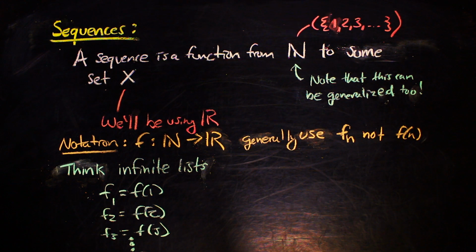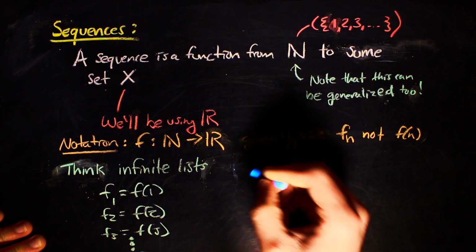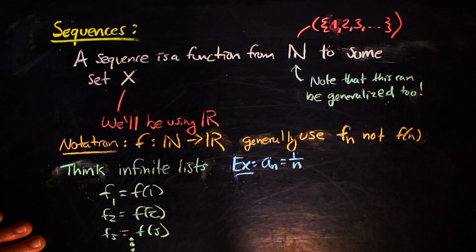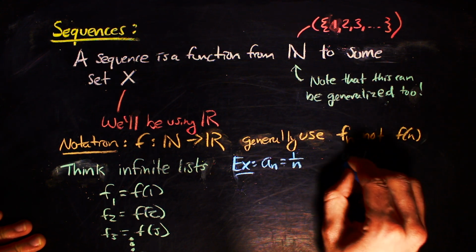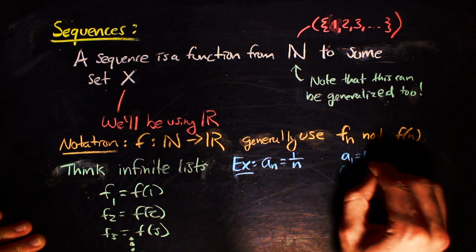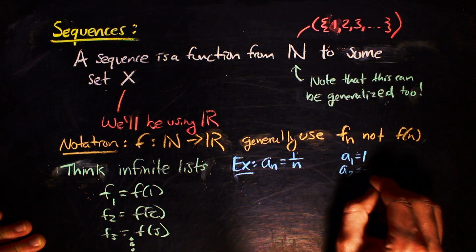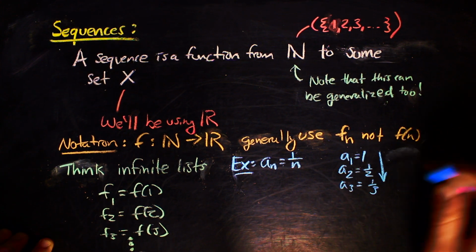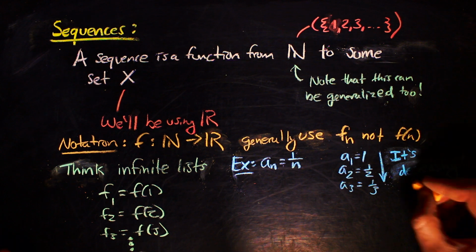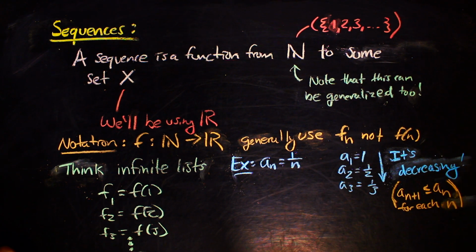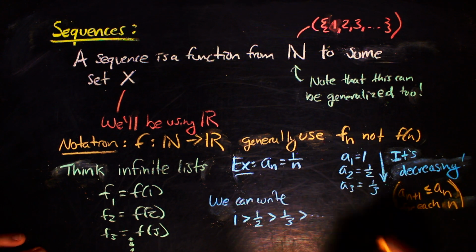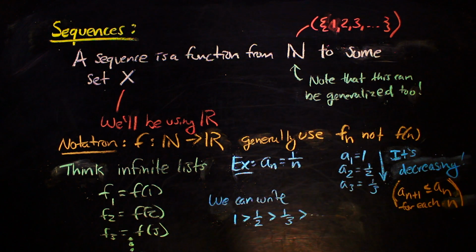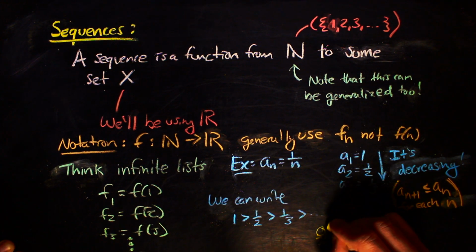Okay, so for an example, let's take the sequence a sub n equals 1 over n. That is also known as a harmonic sequence, and there is quite a bit of interesting mathematics that revolves around these types of sequences as well that we'll leave for another video. It's quick to see that this sequence is decreasing. That is, for every natural number n, the n plus 1th term is less than or equal to the nth term. So we can write our list in a more descriptive way. That is, we have 1 is greater than 1/2, which is greater than 1/3, and so forth.